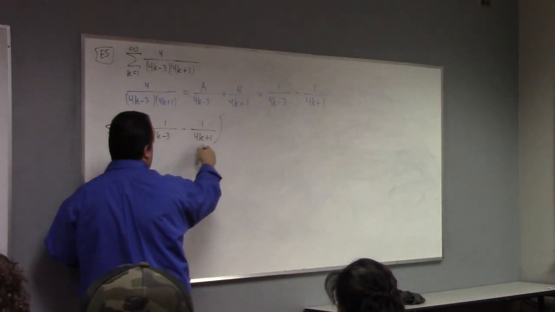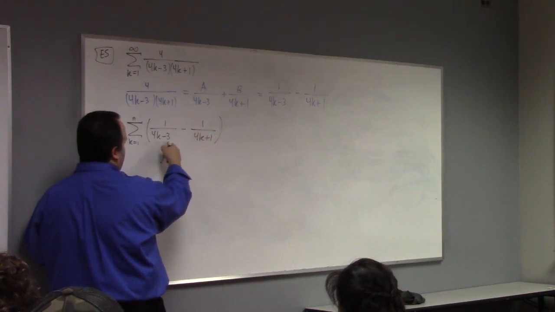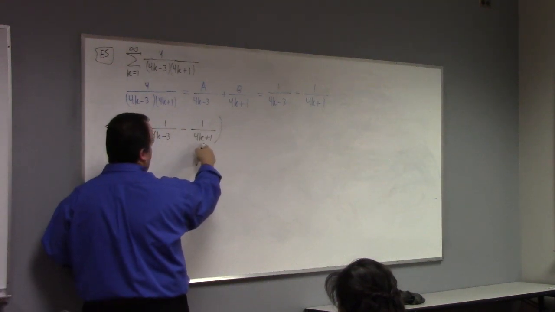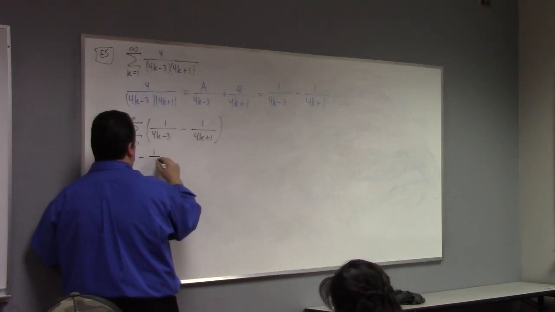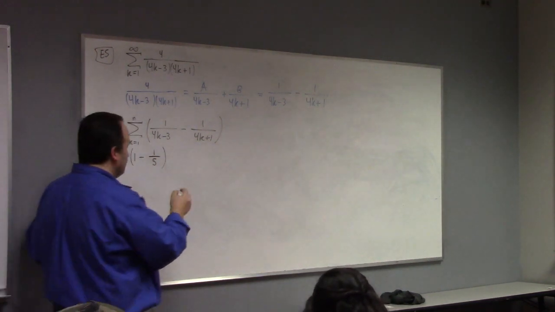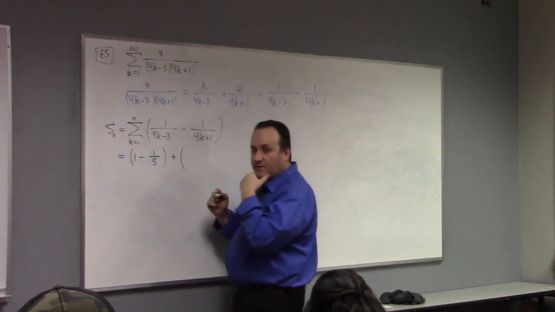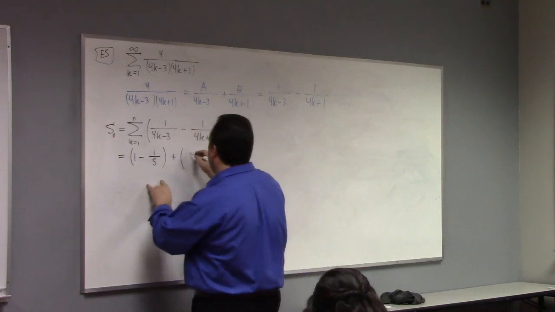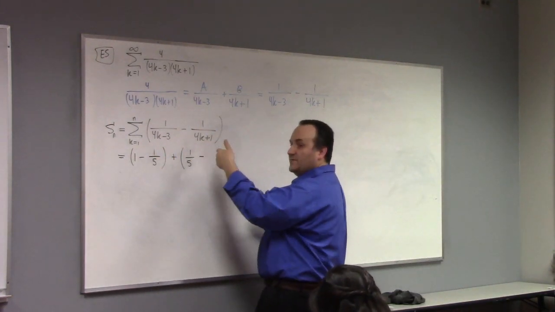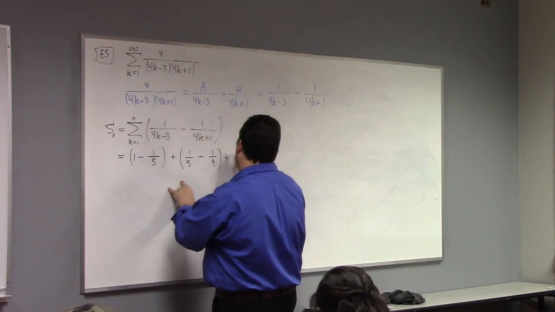Plug in k equal to 1. What do you get? 4 minus 3 is 1, so I get 1 for the first term. What's this one? Put in 1, I get 5, so minus 1/5. I'll put parentheses around this; this is the k equals 1 term. How about k equals 2? I get 8 minus 3, which is 5, so I get 1/5. What comes next? 2 times 4 is 8, 8 plus 1 is 9, minus 1/9.